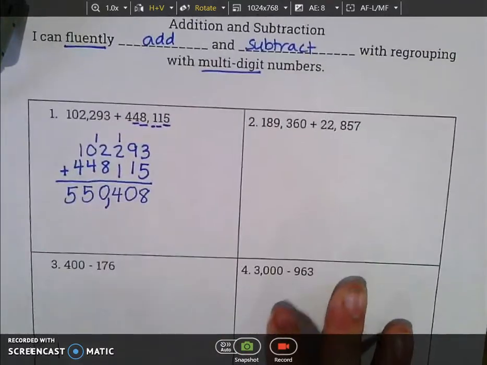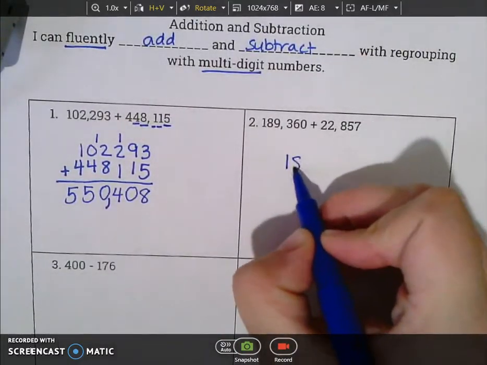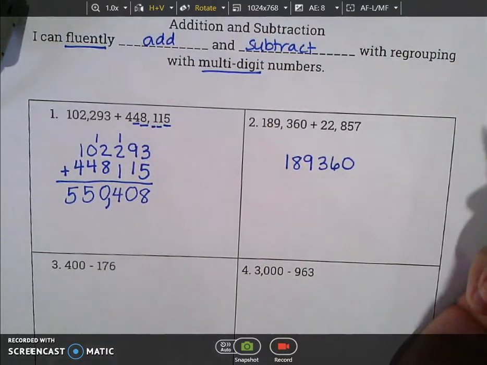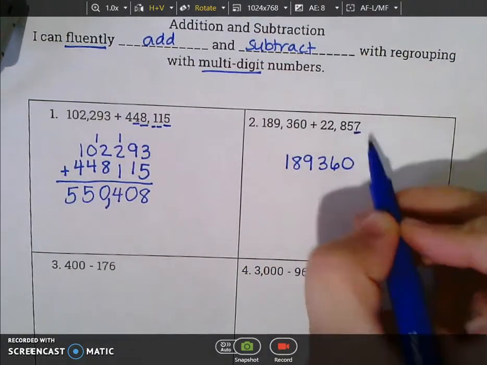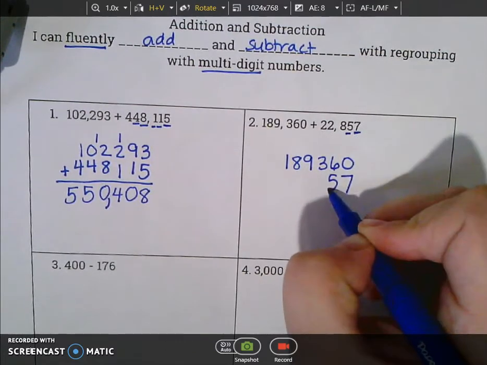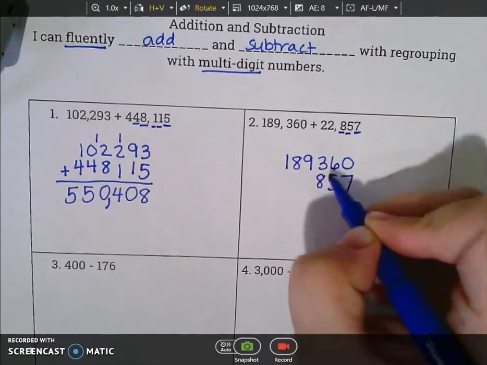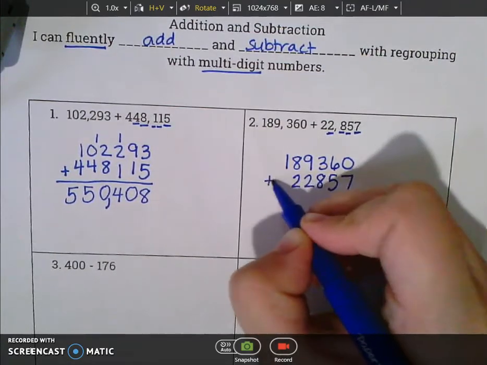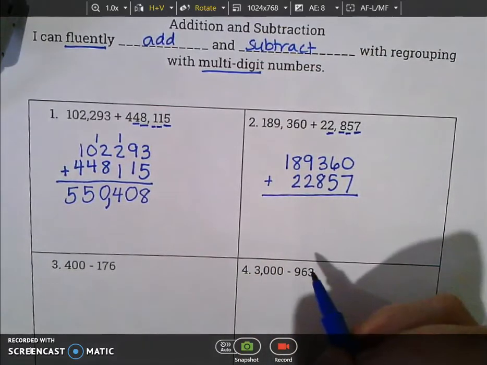Okay? Looking at number 2, I'm going to go ahead and write that first number. And then lining up my place value as I go. So starting at the ones place with that 7, the tens place, the hundreds place, the thousands place, and the 10,000s place. So I'm going to go ahead and add those up.